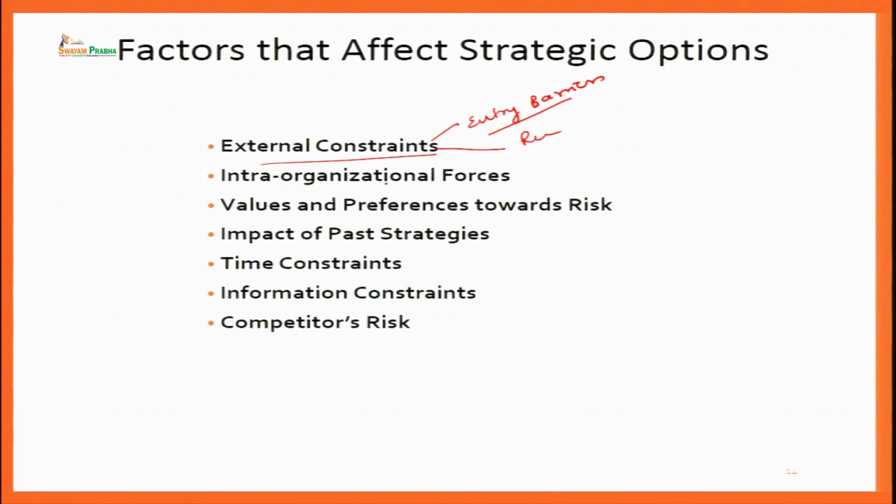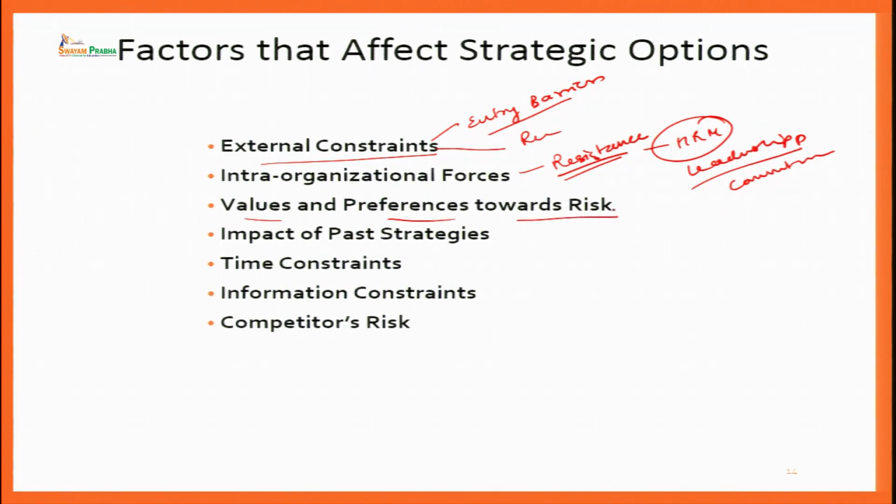That can also be. Intra-organizational forces are there: within the organization there may be resistance, the workers are not happy with the idea of your expansion. So you need to have a good HR manager in your organization. You need to have good leadership in your organization to develop the commitment level among the people or workers working in your organization. Next is the value and preference towards risk.